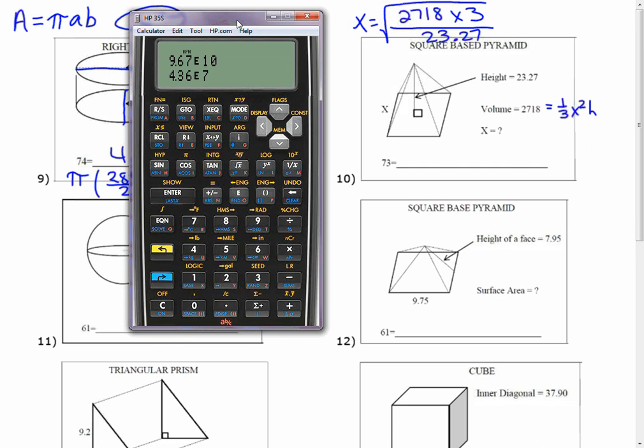So we're starting with our volume, 2718. We're going to multiply it by 3. We're going to divide by the height, 23.27. That's x squared, so we're going to hit square root. You get 1.87 times 10 to the first, or I would go ahead and move that decimal to the right once, and you get 18.7.